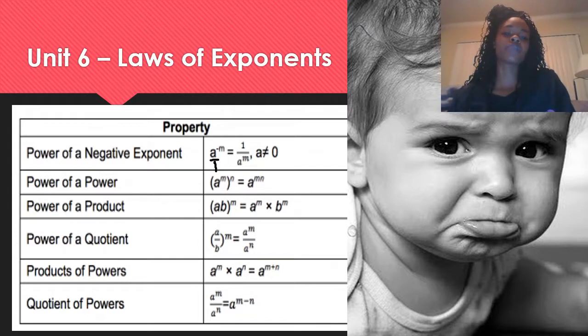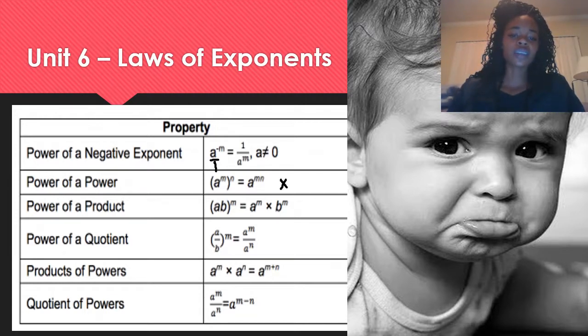Okay, power of a power. Power of a power means that when you have a power raised to a power, you multiply. For example, x to the 4th. If we had x to the 4th and we squared that, or cubed it even, let's cube it. That just means we're going to take those two exponents and multiply. It's going to come out to be x to the 12. Good. That's it. Power of a power.